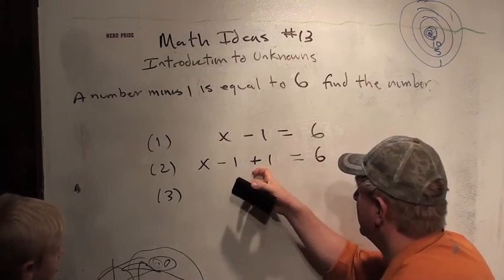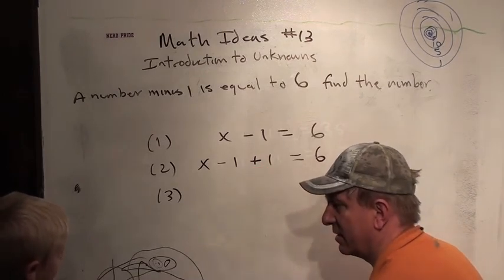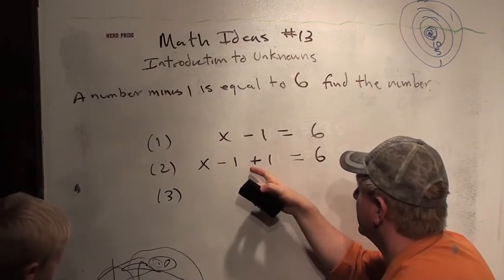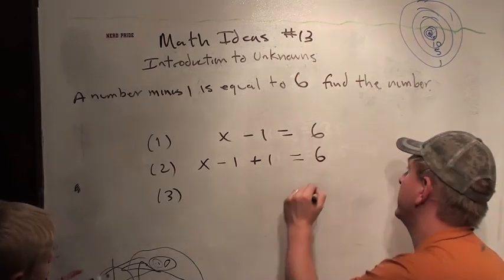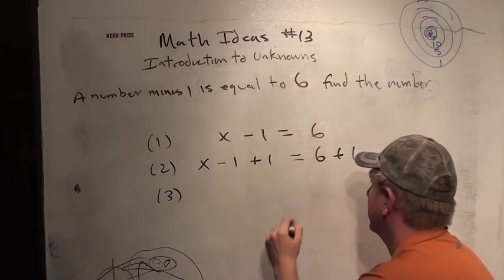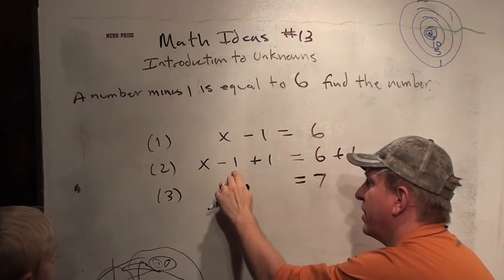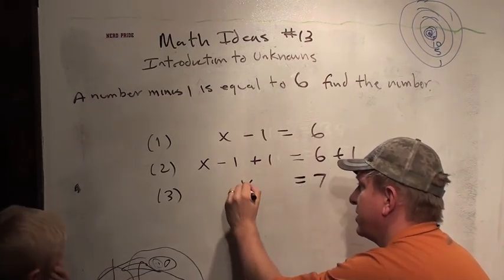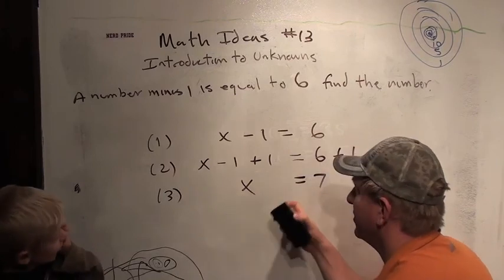We added 1 to this side, so what do we have to do to that side? Minus 1? No, if they're equal, if we add a plus 1 here, we have to do a plus 1 over here. 6 plus 1 is 7. And what is minus 1 plus 1? 0. So this side's just an x. So this says x equals 7.